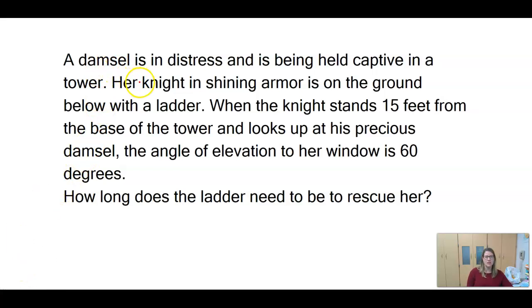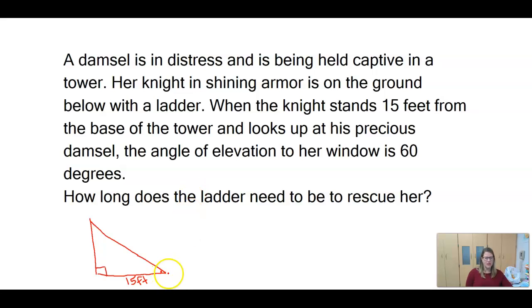So a damsel is in distress and is being held captive in a tower. So let's draw a tower. She's here in this tower. Her knight in shining armor is below with a ladder. So here's her knight in shining armor here. The ladder is going to be leaning up against the tower, and this distance will be how far away the knight is from the tower, and this will be at her 90-degree angle. When the knight stands 15 feet from the base of the tower and looks up at his precious damsel, the angle of elevation to her window.